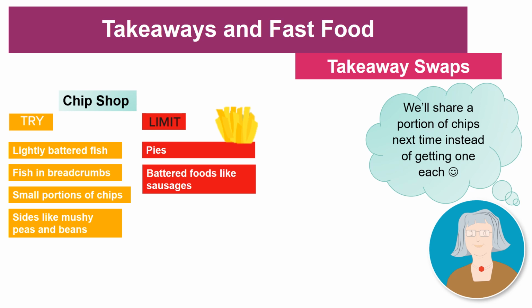Okay, so at the chippy, you could ask for lightly battered fish or fish in breadcrumbs, go for a small portion of chips or share a portion of chips with someone else, and add side dishes such as mushy peas or beans. So have a think now, what foods do you think we would advise to have less often from a chip shop? Okay, so these would be things like pies and battered items like battered sausages.